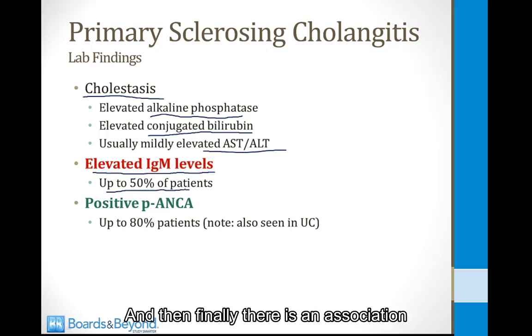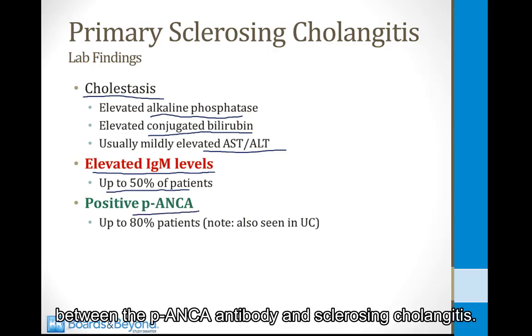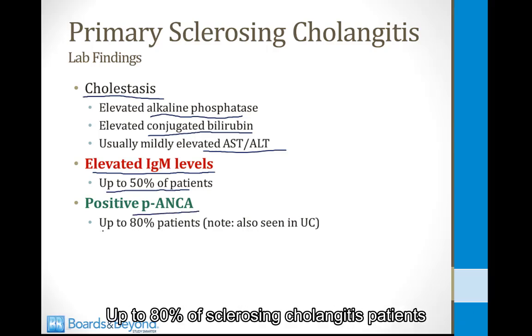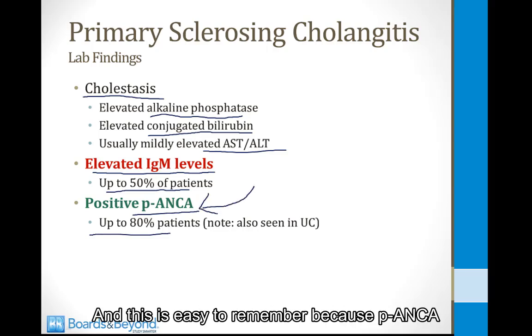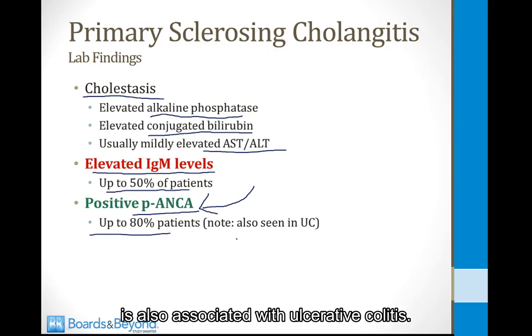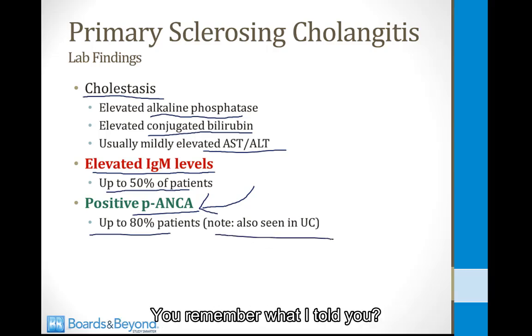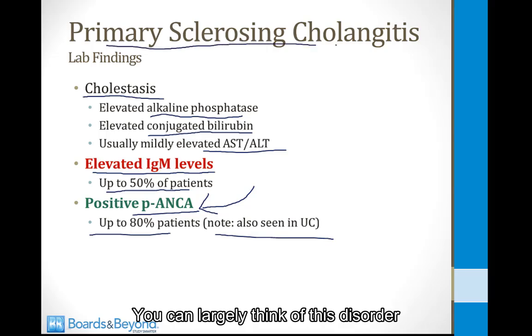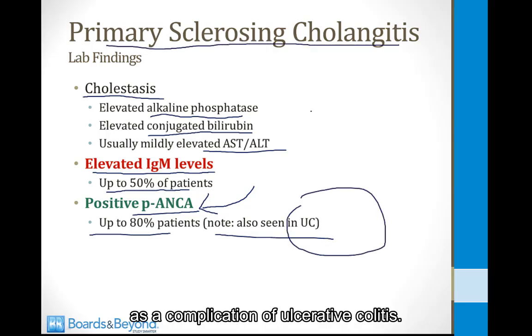And then finally, there is an association between the P-ANCA antibody and sclerosing cholangitis. Up to 80% of sclerosing cholangitis patients are positive for P-ANCA, and this is easy to remember because P-ANCA is also associated with ulcerative colitis. And remember what I told you, you can largely think of this disorder as a complication of ulcerative colitis.